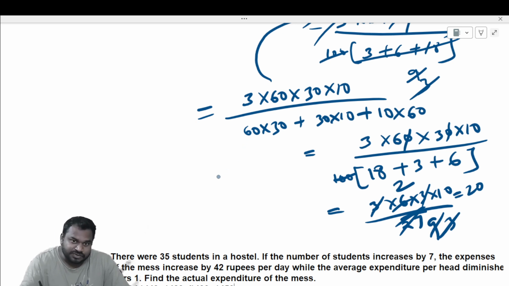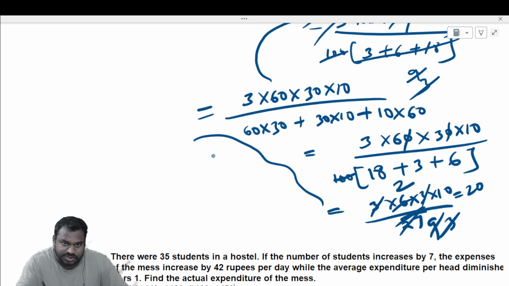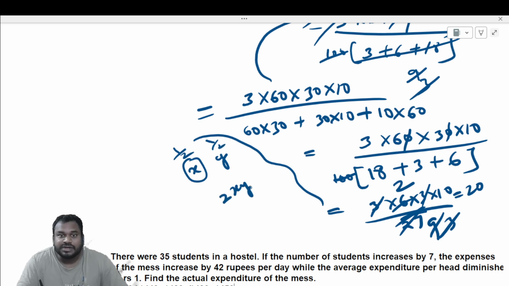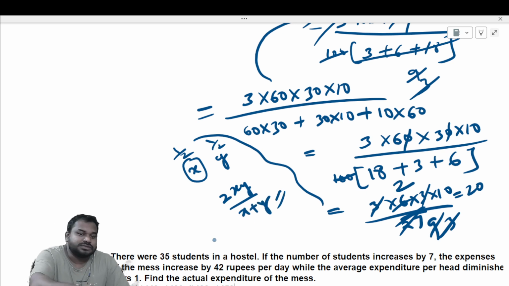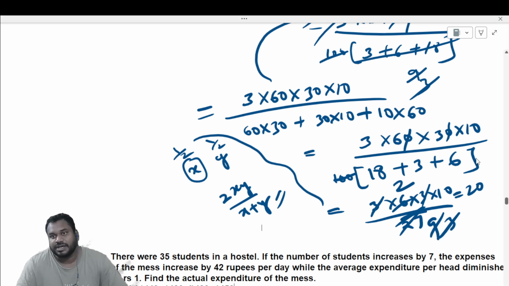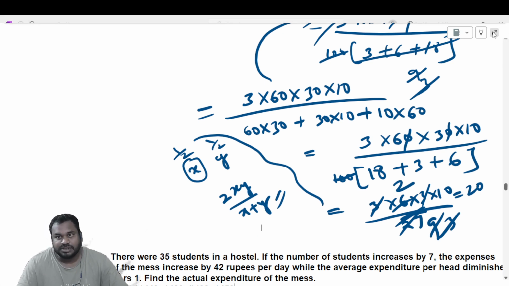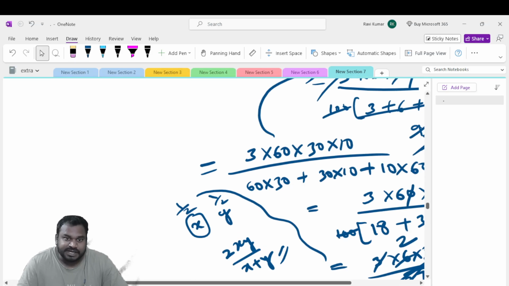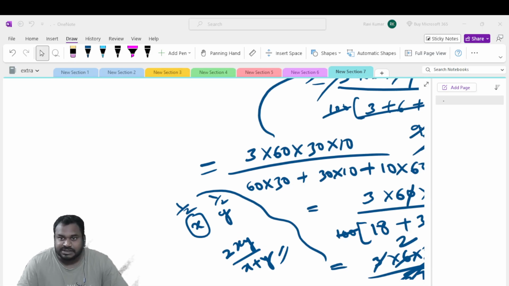But I'll tell you one more shortcut also here. So here there are 3 cases. If the cases are only 2, then what is the formula? Equal distance, one half, one half. Then 2xy by x plus y is the formula you can use. Remember this. It's a very important model and asked in many exams.